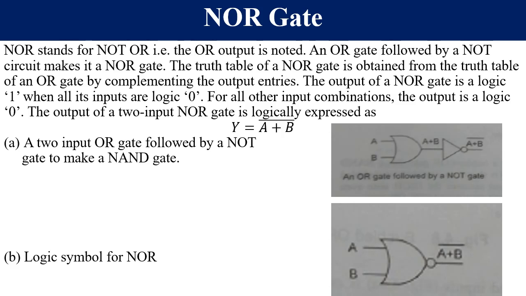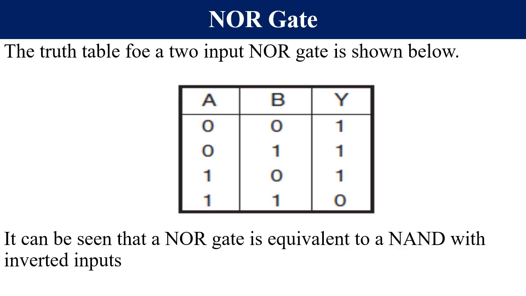Then the logic symbol for a NOR gate, please take note, is the OR gate with a bubble at the output, and please take note of the Boolean expression for a NOR gate. The NOR gate truth table has two inputs A and B, and our output is Y. So we have said we are negating the output of an OR gate so that we have a NOR gate.